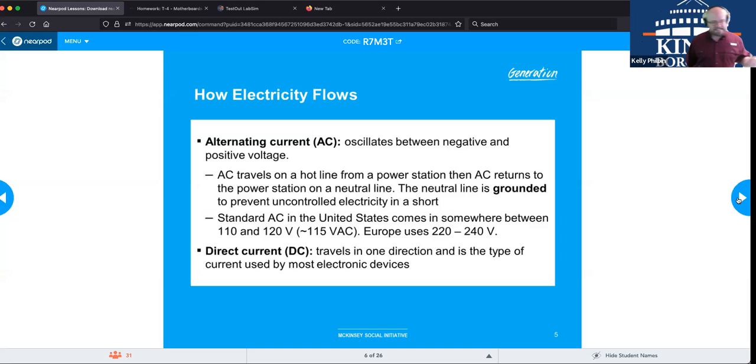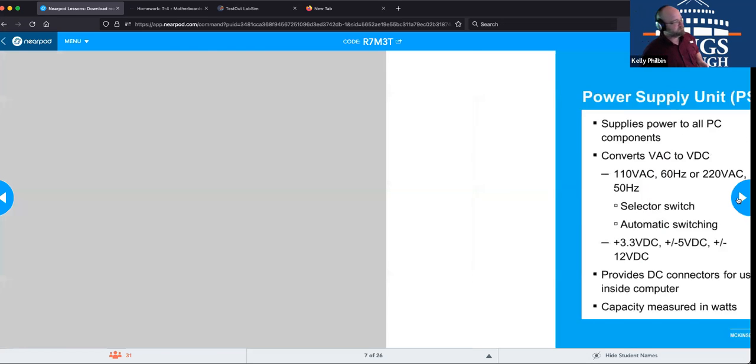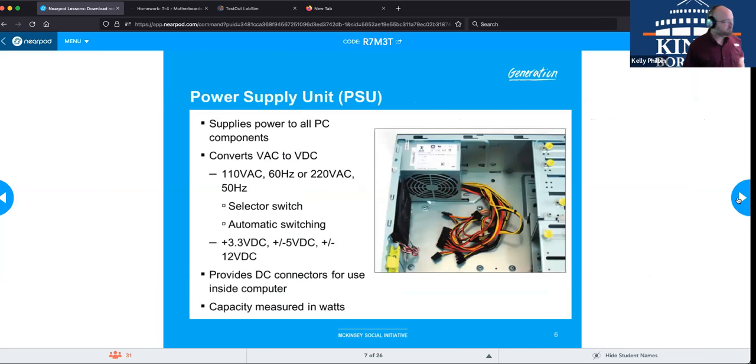Now, DC is direct current, which travels in one direction, and it is the type of current used in your electronic devices. So you may be asking yourself, if all my electronic devices use direct current, but alternating current is what comes out of the wall, how do we get these two to talk? Good question. Power supply.